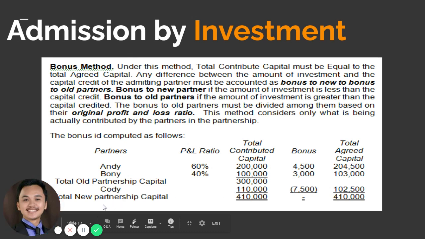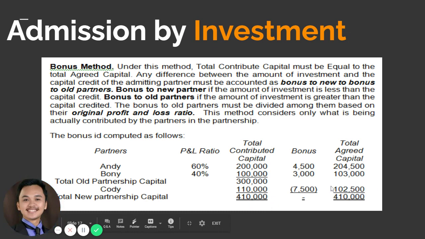So therefore, the total new partnership capital is 410,000. So we have here the total actual contributed capital. So 300,000 plus 110,000. However, dili ni mao ang ato ang total agreed capital. Kaya ang total agreed capital daw is si Cody hatagan og 25% of the partnership capital. So 410,000 times 25%, so pila? So that is 102,500.